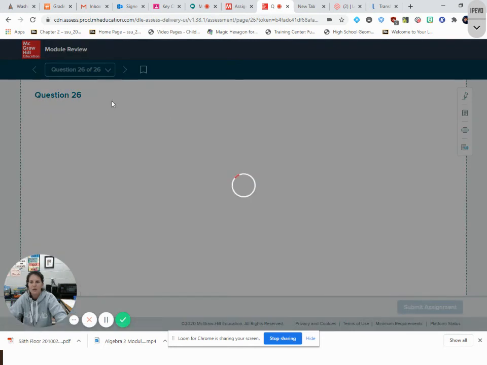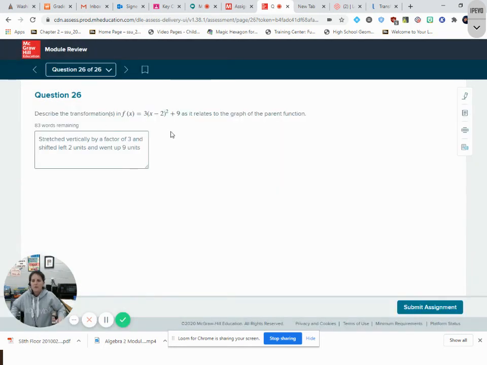And our last problem for the day, describe the transformation that occurred given this function. So this 3 outside of this parentheses here tells me that it's been stretched vertically by a factor of 3. And this minus 2 tells me that it shifted to the right 2 units because it's minus a positive 2, so it went right 2 units. And this plus 9 tells me that it shifted up 9 units.